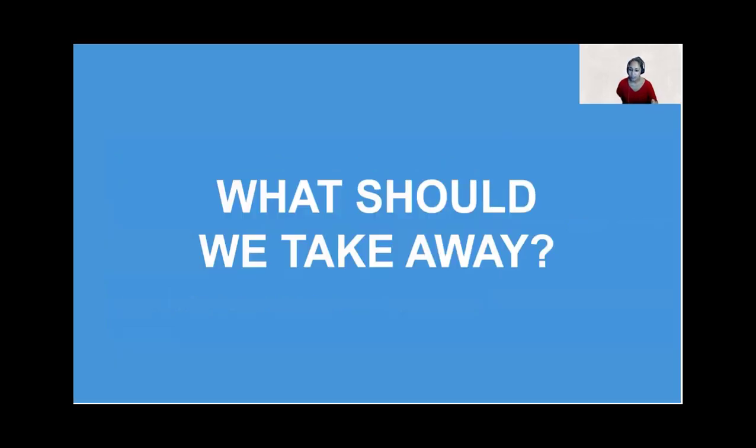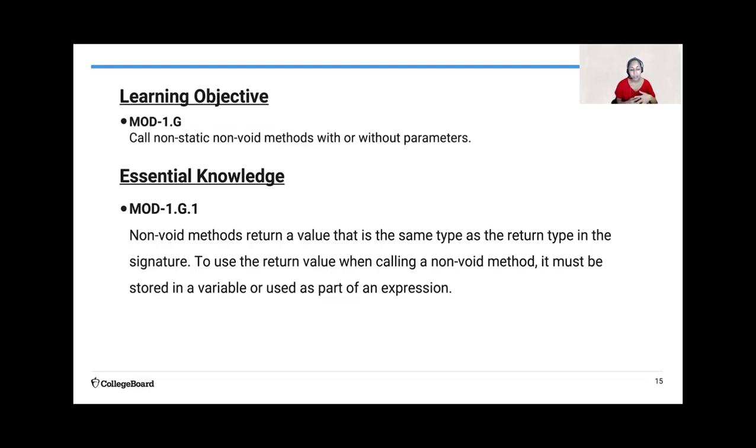So what should we take away from that? We see that non-void methods return a value that's the same type as the return type in my signature. And when I use that return value from a non-void method, I can store it in a variable, or I can use it as part of an expression like my system out prints, or even trying to add it to another value.